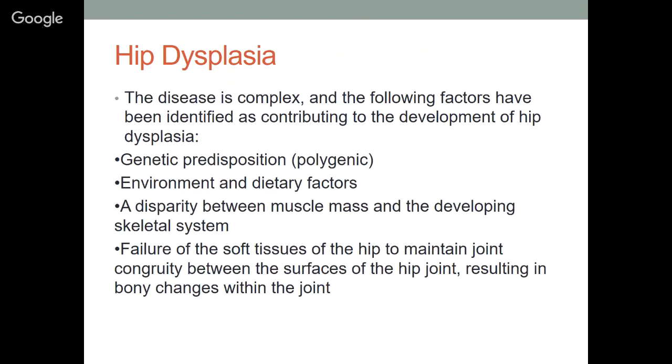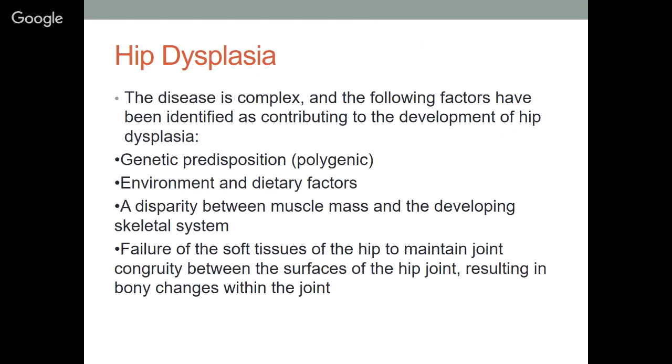Environment and dietary factors: if we overfeed them and cause a difference in the growth of the muscle mass versus the developing skeletal system, that will cause a malformation of that hip region, and the malformation will cause hip dysplasia. That is why we have large breed puppy food that will actually slow the growth. They'll grow to the same size, but it slows their growth to allow the muscle mass and the developing skeletal system to grow at the same time.